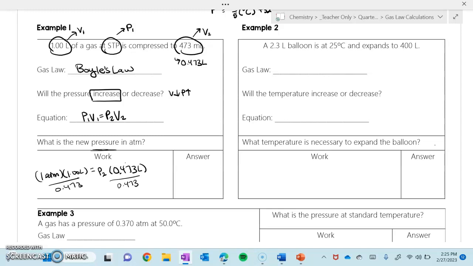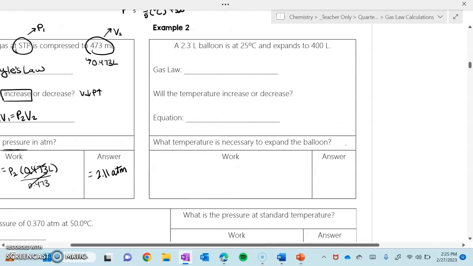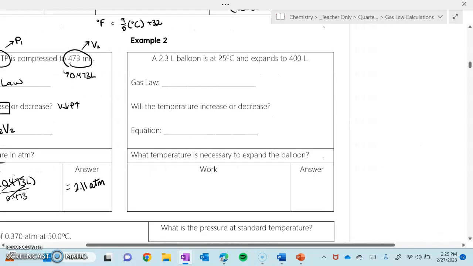Use those math skills. So we got P2 equals 2.11 atmospheres. And we're rounding to 3 significant figures in this one. So 2.11 atmospheres, and that went up, just like we predicted, from 1 atmosphere to a little over double.